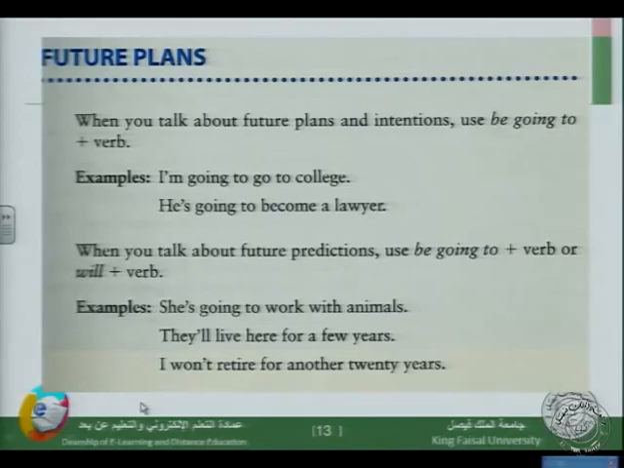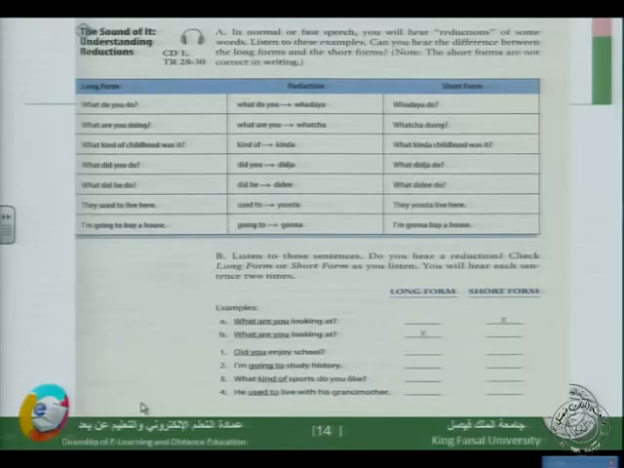But what is the difference between going to and will? With going to, you're sure about what you are going to do. But with will, you are unsure. So we use going to when you have already decided what you are going to do. But with will, you have not decided yet. So this is the only difference between the two.